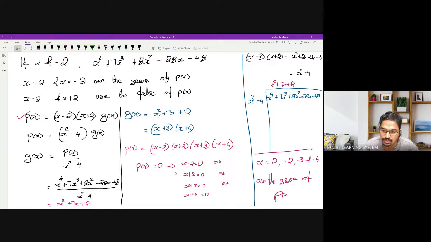Like this we can find the zeros. Only two of the zeros are provided in the question itself. These two are provided in the question, so there is no problem if we mention them separately. The new two zeros are negative 3 and negative 4. This is how we will calculate the zeros of a polynomial. Now you can ask all your doubts.